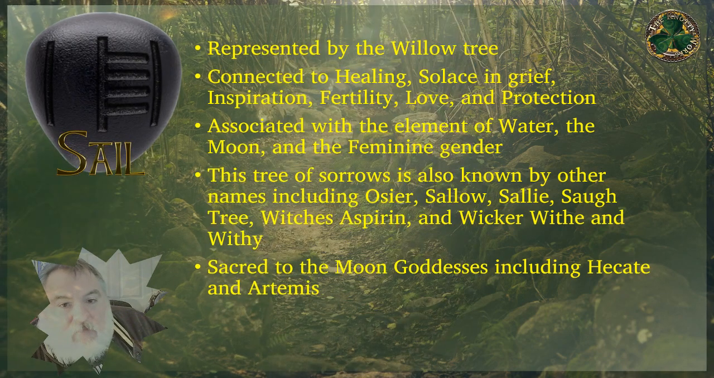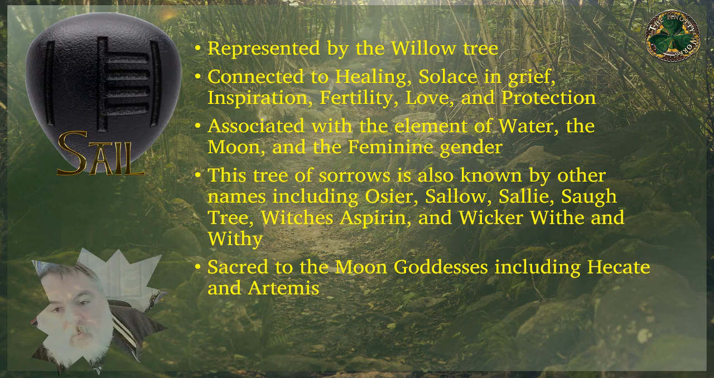Saille. It is the fourth letter in this alphabet of the first five. Four lines facing the right, or if you're looking at horizontally, it'd be facing down. It is represented by the willow tree. And as we see, also known as weeping willow, got one growing in my front yard, connected to healing, solace and grief, inspiration, fertility, love and protection. Associated with the element of water, again, because it likes to grow by waterways normally. The moon and the feminine gender.